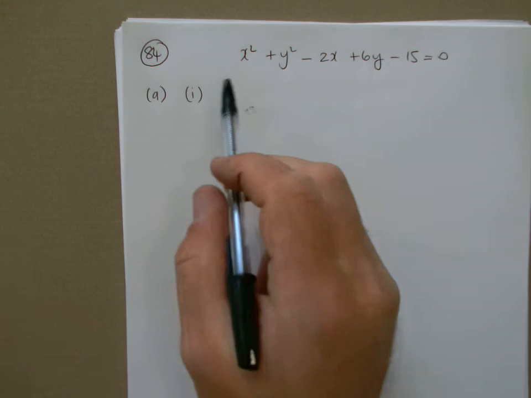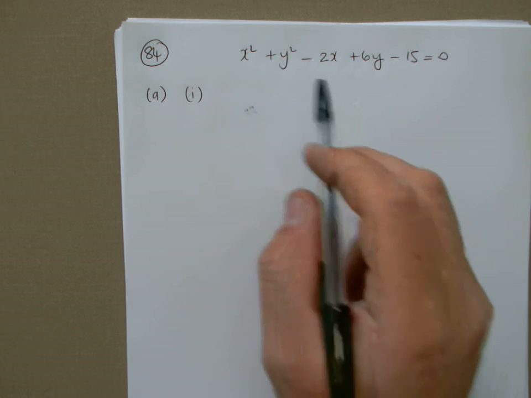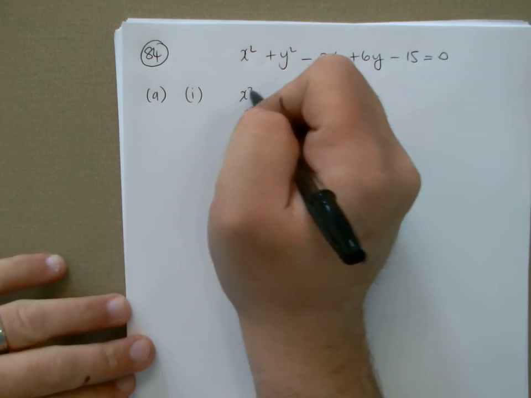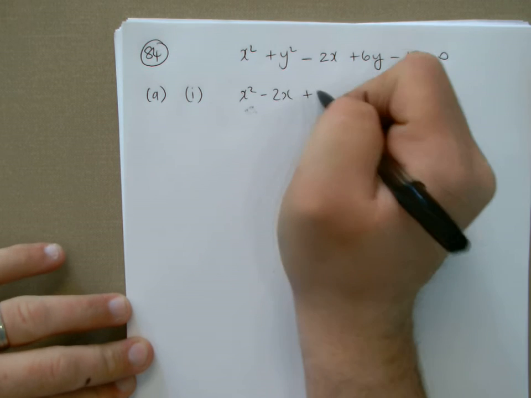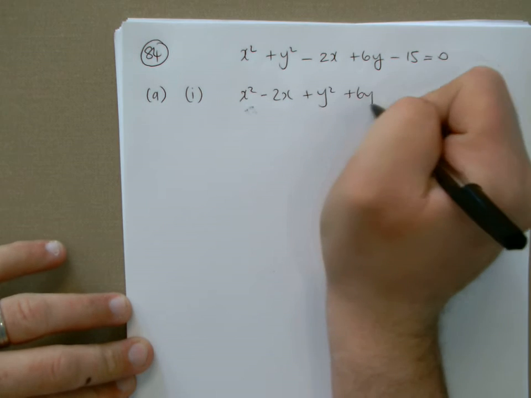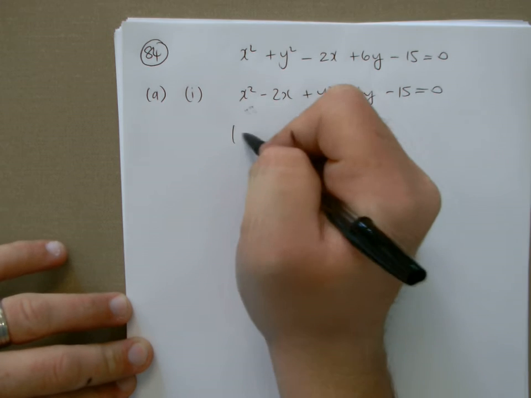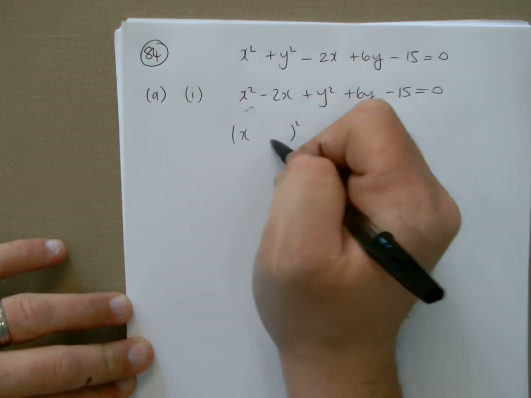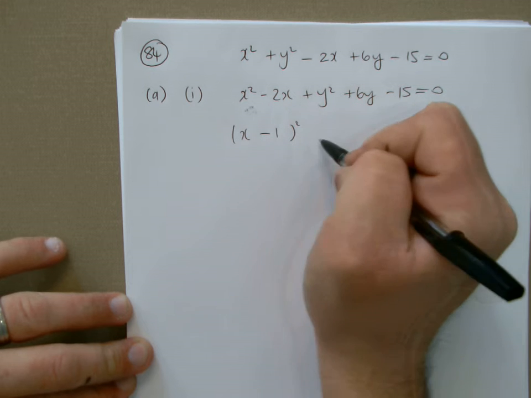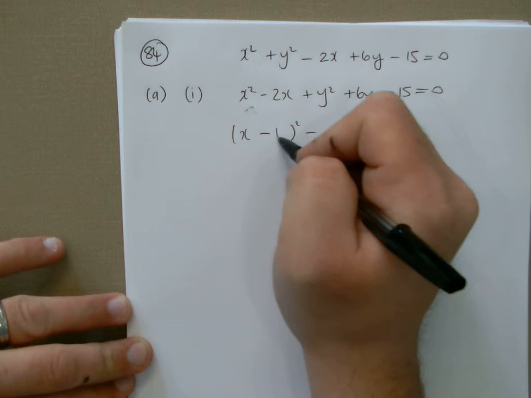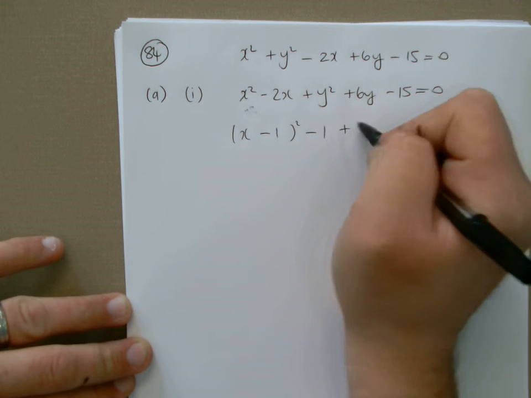Okay, so we're asked to find the circle centre here. So we group the x squared and x terms together, we group the y squared and y terms together, and then we complete the square. So remember, we complete the square: bracket with x, and it's squared. Half of that is minus 1. Take away the square of this, which is 1.